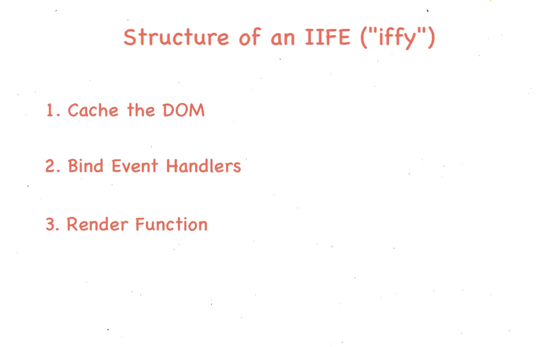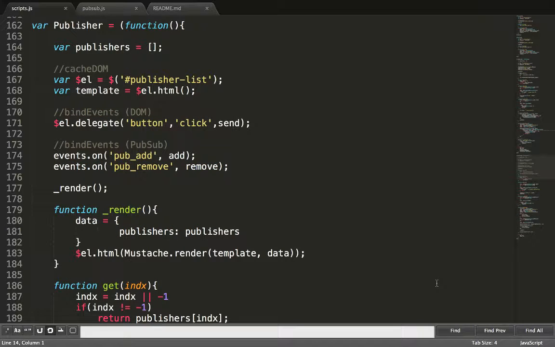As mentioned in the previous video, we divide immediately invoked function expressions, or IFEs, into four main parts: caching DOM elements used throughout the module, binding event handlers, implementation of the render function to render components on the screen, and user-defined functions specific to our application. The publisher module is very similar to the subscriber module in both structure and function. The only DOM element we cache is the publisher list.